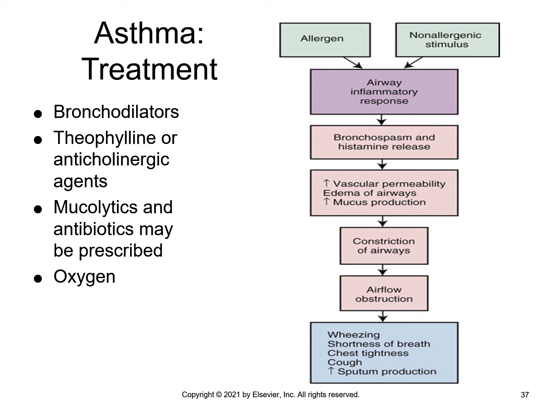Bronchodilators in the form of beta-adrenergic agonists and inhaled glucocorticoids are mainstays of therapy. Theophylline and anticholinergic agents, such as Atrovent, mucolytics, and antibiotics may also be prescribed. Oxygen is prescribed for moderate and severe hypoxemia. For acute episodes of hypoxemia, oxygen is given to raise the SpO2 to 92% or greater.